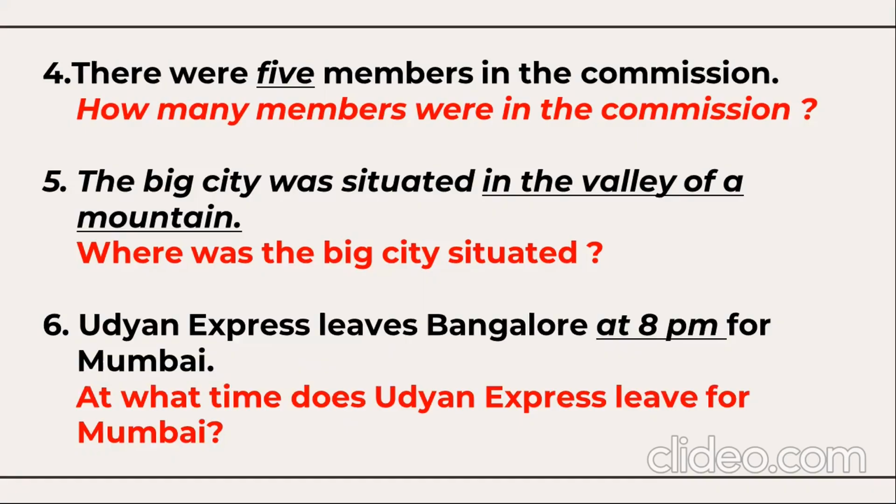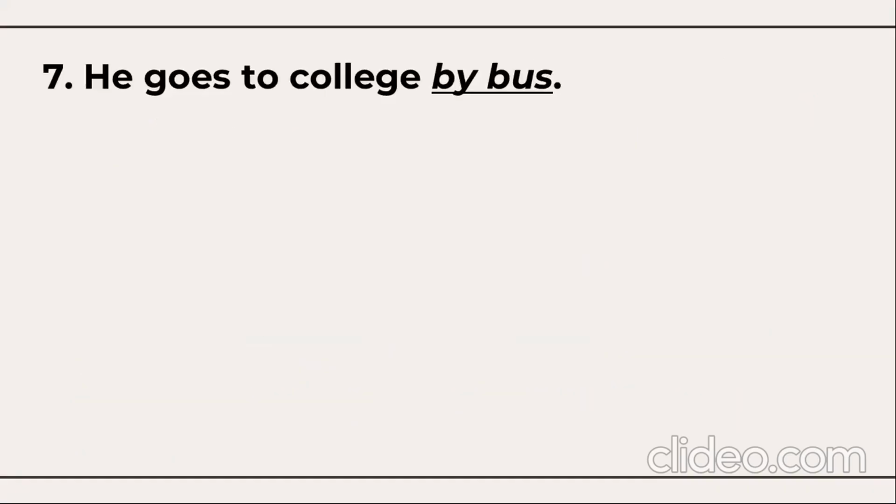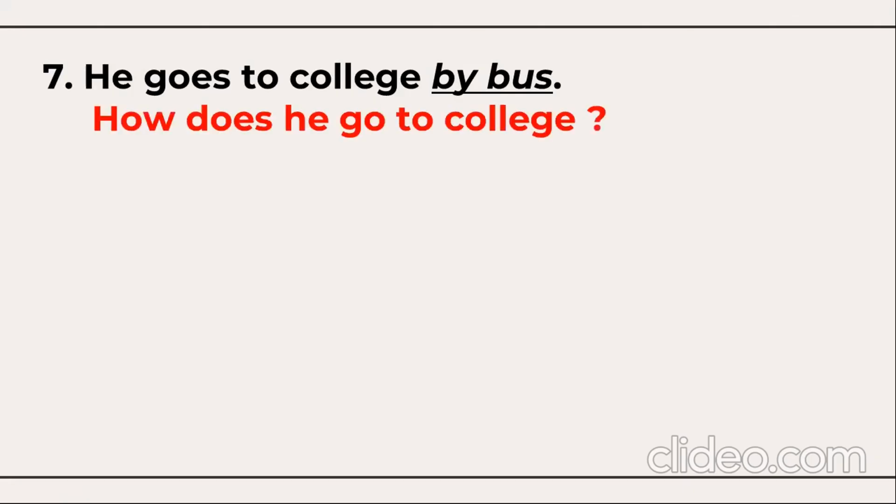That is the question. Then, he goes to college by bus. So by bus, he goes to college by bus. Here it's a mode of transportation, so we'll use a WH word: how. So we'll say, how does he go to college? The answer should be, he goes to college by bus.